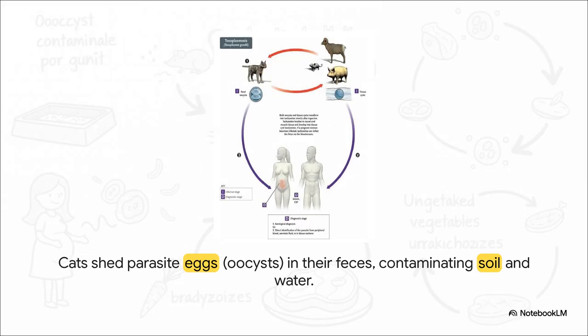Well, the journey begins, let's be real, in the litter box. An infected cat passes feces, and inside that waste are millions of microscopic parasite eggs called oocysts. And get this, these things are incredibly tough. They can survive in the soil or in water for months, just waiting for their next ride.